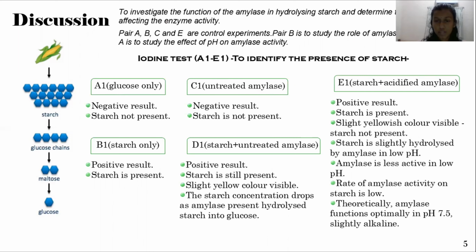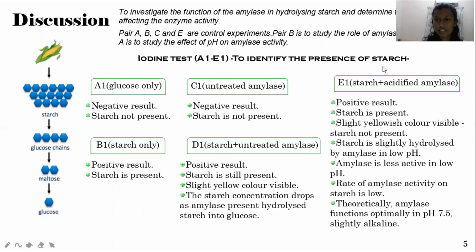There is a blue-black part which shows that the starch is still present, and there is also a slight yellow color visible. So the starch concentration here drops because the amylase present has been hydrolyzing the starch into glucose. Next we analyze the E1.